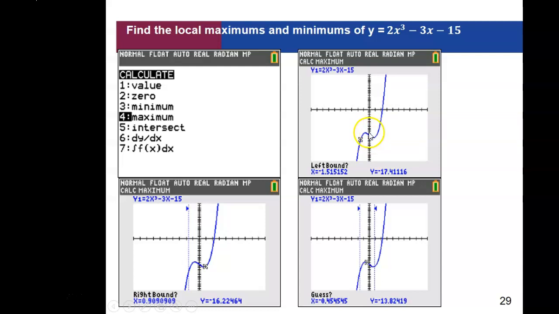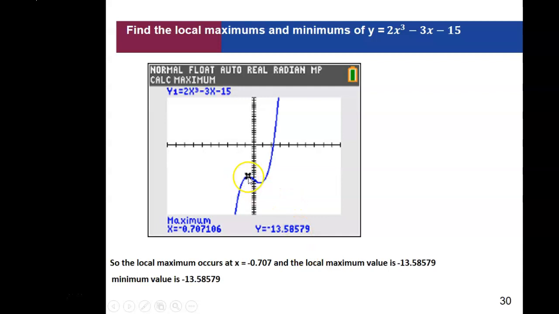So I'm going to go through and find the maximum. I'm going to choose number 4 for maximum. It's very similar to the x-intercepts. You'll choose a left bound, and then you're going to go in and choose a right bound. It's just this time we're focusing down here on the maximum and not the intercept itself. So you'll do a left bound, a right bound, and a guess, and then you're going to get the coordinates here for a maximum. So our maximum occurs at this value, and the actual maximum value is this value here.